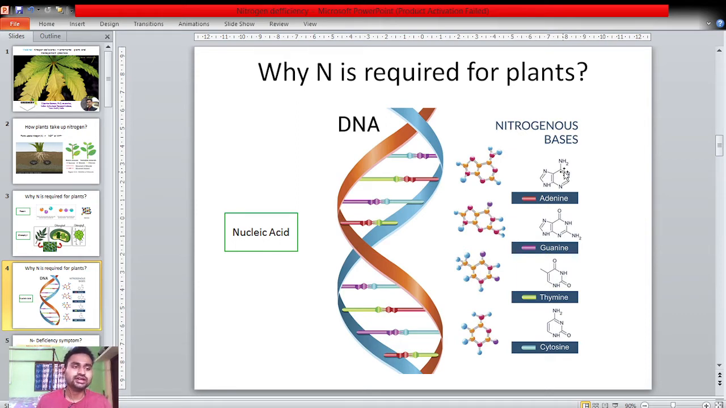So we have seen that there are three ways nitrogen is utilized. One is in the form of, like we have said, the nucleic acid or DNA, RNA, then in the chlorophylls, and then in the protein. So these are the basic three points where nitrogen is utilized. In the coming video we'll discuss the nitrogen deficiency symptoms.